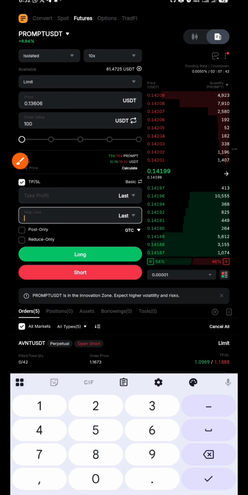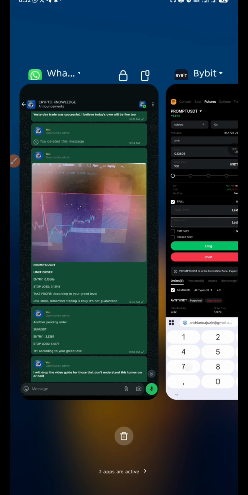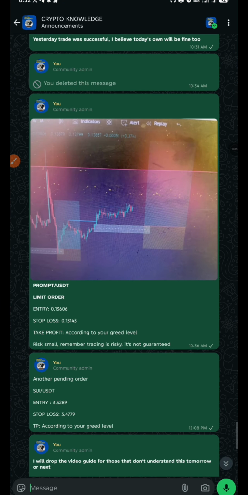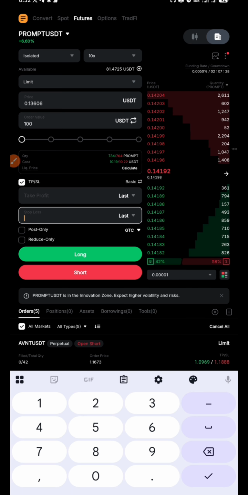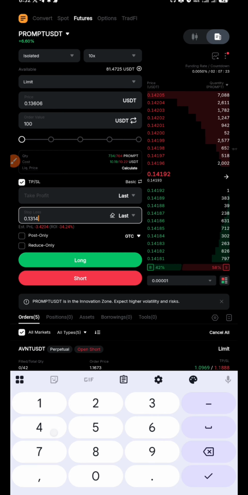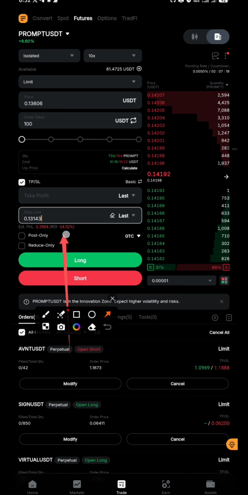Now the stop loss, let's say we should enter the stop loss at 0.13143. So you come to stop loss, SL, and you enter 0.13143. Now it will show you how much you're going to lose. You see it here: if this trade hits my stop loss, I will lose $3.39.